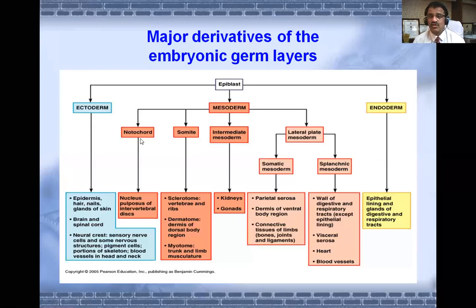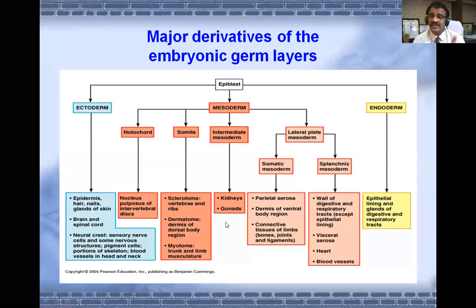First is that notochord will be formed. Notochord will give rise to nucleus pulposus of intervertebral disc only, not bones. Bones I'll give in other part of mesoderm. Let us complete notochord first. Then mesoderm will form somite, and somite will give rise to sclerotome, dermatome, and myotome. Sclerotome means vertebrae and ribs. Dermatome means dermis of the skin. Myotome means musculature of trunk and limbs. So the somite is a big volume of body.